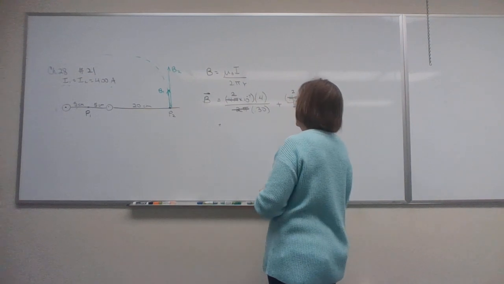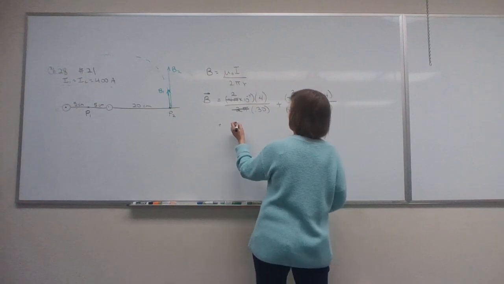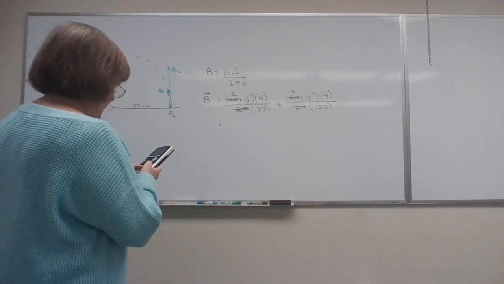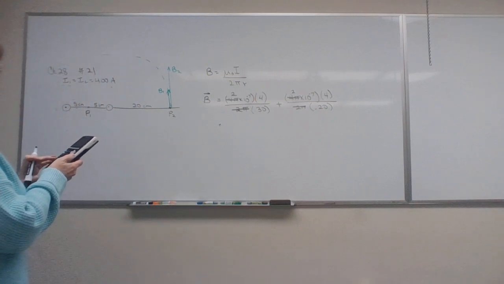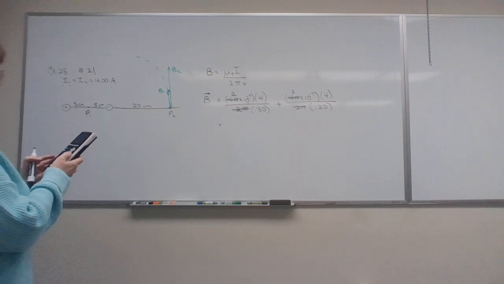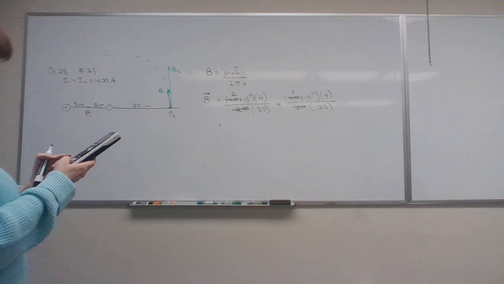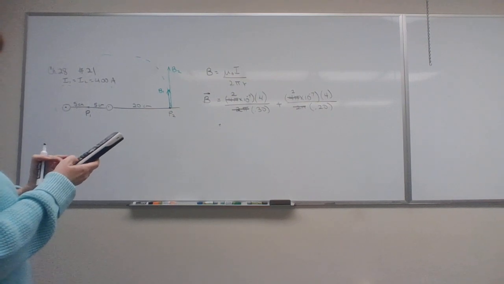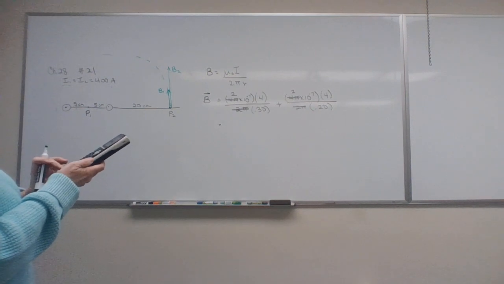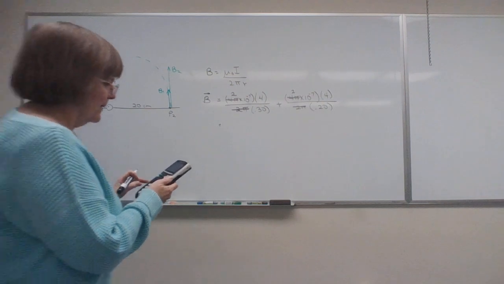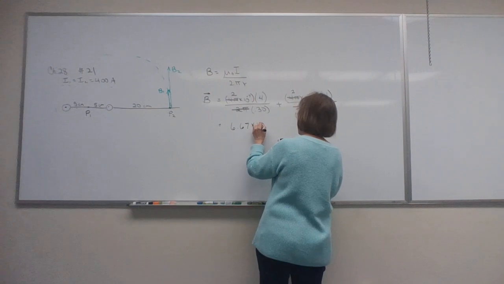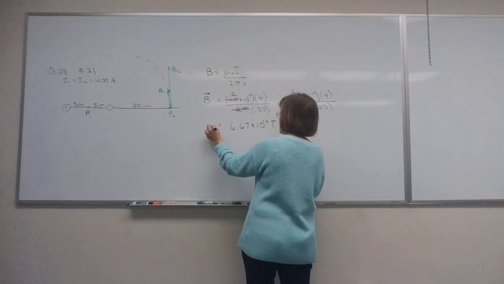Okay. Now we'll say, oh gosh, this is actually pretty easy. So that's going to be 2 times 4, 8 times 10 to the negative 7 divided by 0.30, plus I'm going to have 8 times 10 to the negative 7 divided by 0.20. That gives me a total magnetic field of 6.67 times 10 to the negative 6 Teslas.